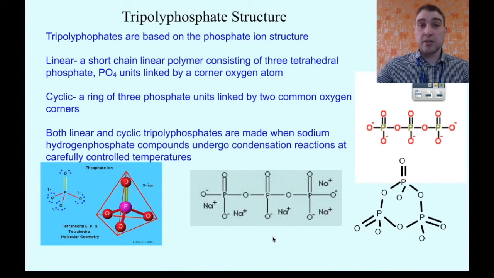So we'll just go back to the structure for a second. In a linear tripolyphosphate, you have 3 tetrahedral phosphate units linked by the corner oxygen atom. We'll start with the phosphate ion, and they link together at this oxygen to make the tripolyphosphate. With the cyclic, you have 2 of the corner oxygens linking into 2 different phosphate groups, so that's how you get the cyclic one. They're produced from sodium hydrogen phosphate compounds undergoing condensation reactions at different temperatures. Different temperatures will produce the linear and cyclic versions.